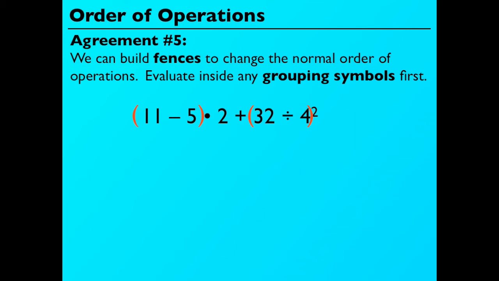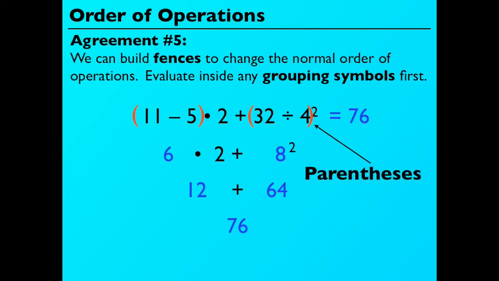So for example, if I wanted to simplify this problem, first I would do inside the first grouping symbol, 11 minus 5 is 6. Then I would do inside the second grouping symbol, 32 divided by 4 is 8. Then I follow the order of operations. 8 squared is 64, 6 times 2 is 12, and 12 plus 64 is 76. These grouping symbols are called parentheses.